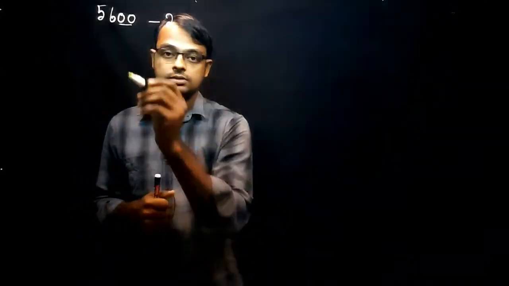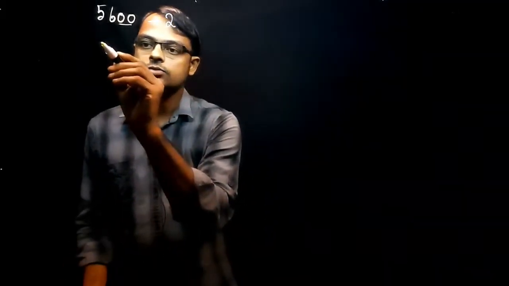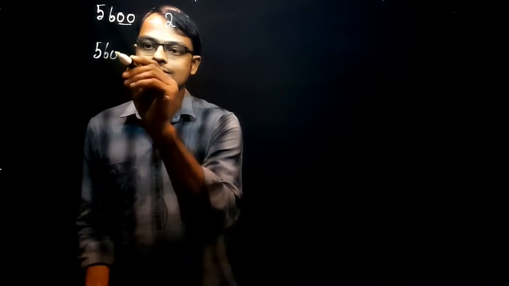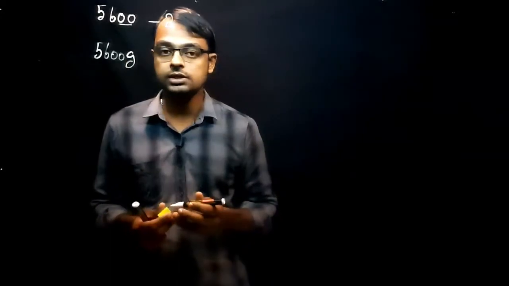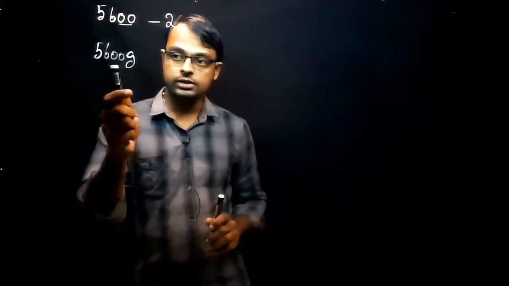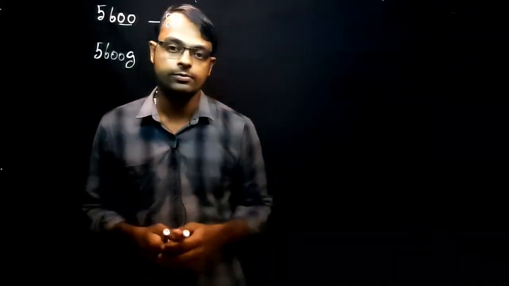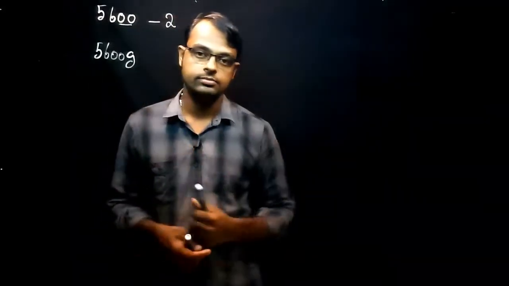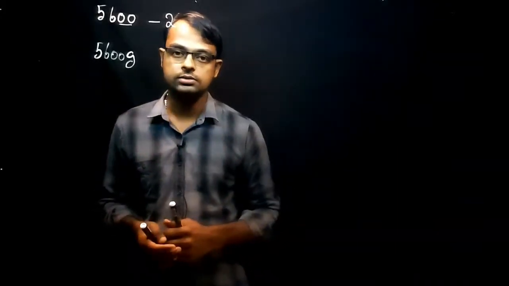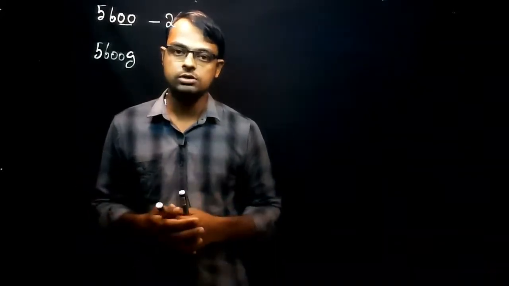If this number is coming from a measurement, if I am saying its value is 5600 gram, so I have written 5600 is a number, and now I am writing 5600 is a number with the unit gram. That means this is now a measured value. What is the meaning actually? You are measuring with one instrument. Which instrument do you use to measure the mass? Maybe a physical balance or an electronic balance.